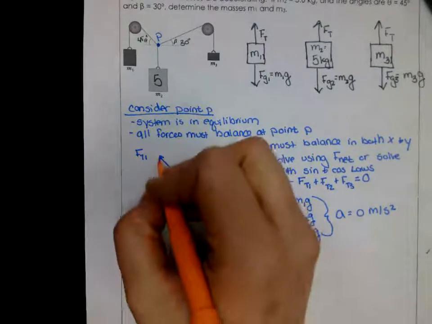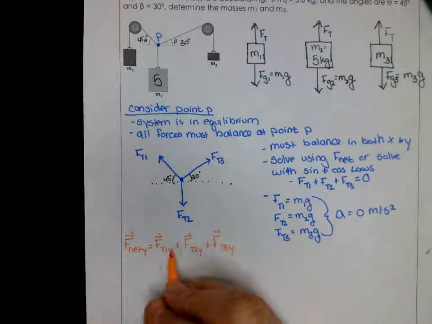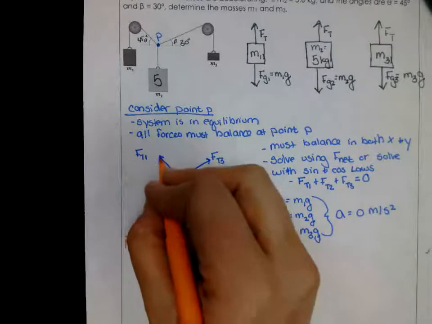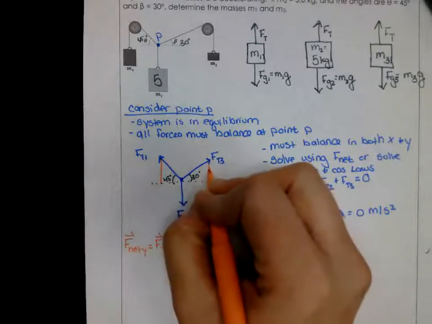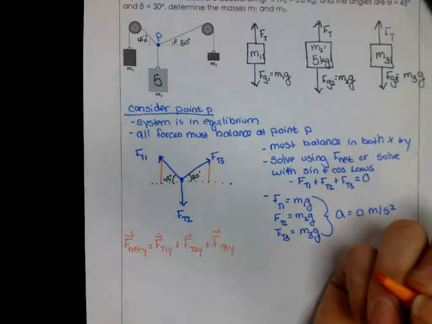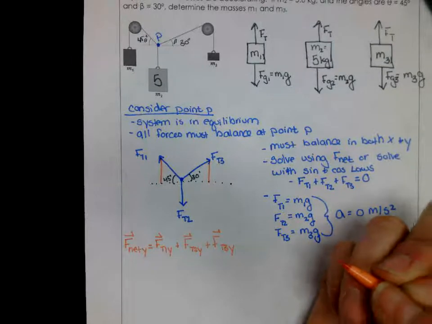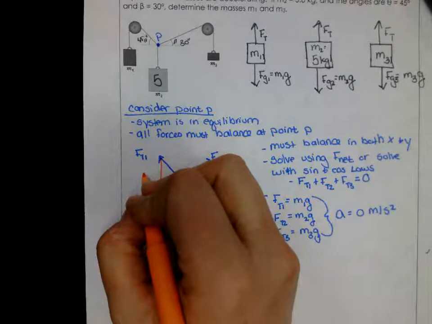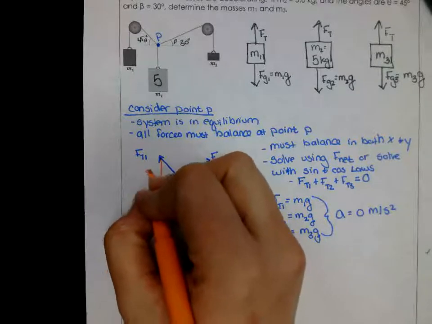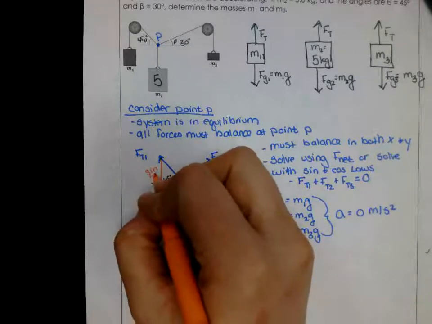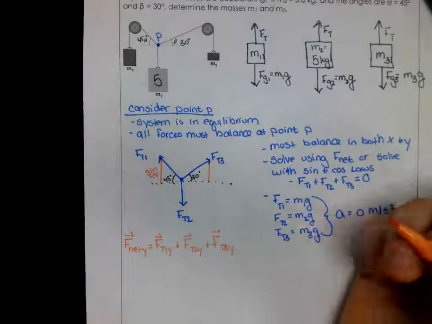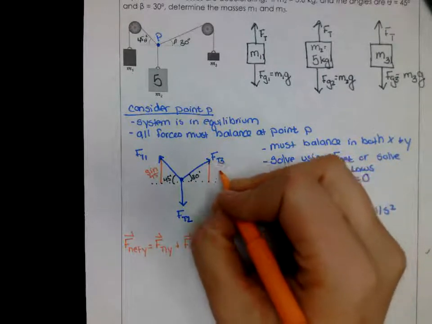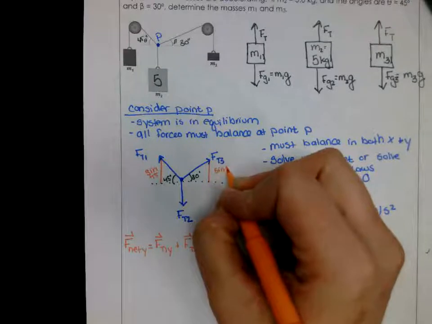All right. What is the force of tension 1 and the force of tension 3 in the y direction? So the force of tension 1 in the y direction is the sine of 45. And the force of tension 3 in the y direction is the sine of 30.